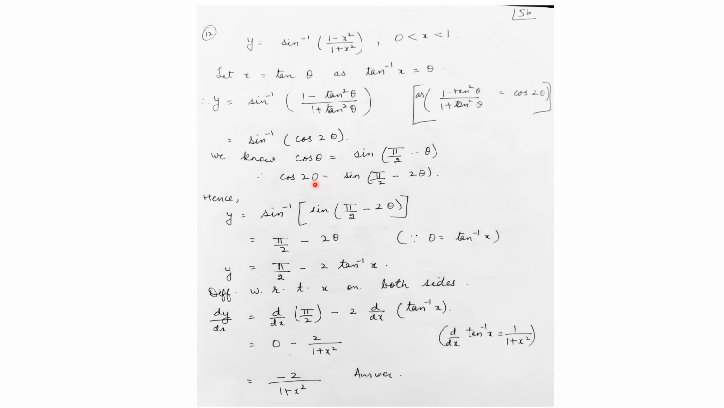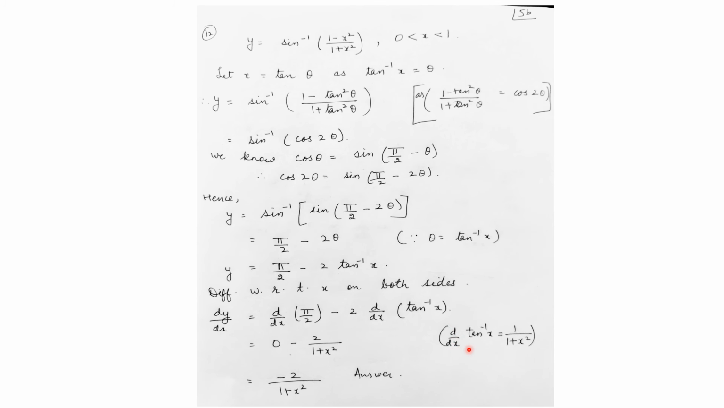Put the value of cos 2 theta in this equation, you will get y is equal to sine inverse sine of (pi upon 2 minus 2 theta). Okay, now this sine and sine inverse will get cancelled. You are left with y is equal to pi upon 2 minus 2 theta. Now substitute the value of theta which was taken as tan inverse x. Because theta is tan inverse x, you will get y is equal to pi upon 2 minus 2 tan inverse x. Now comes differentiation, both sides with respect to x, you get dy by dx is equal to d by dx pi upon 2 minus 2 into d by dx tan inverse x.